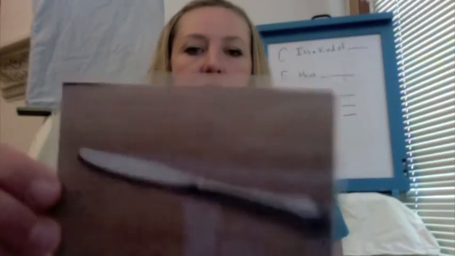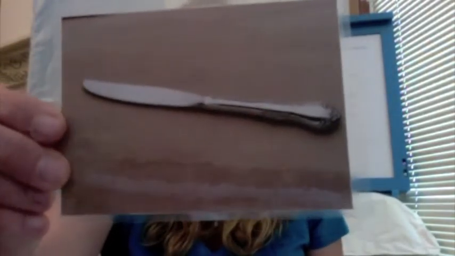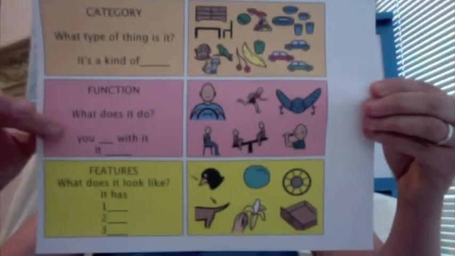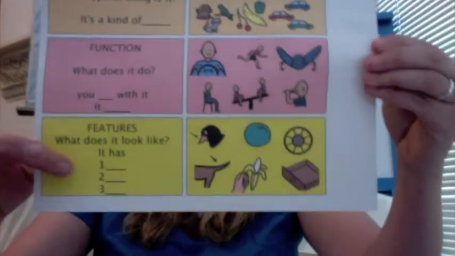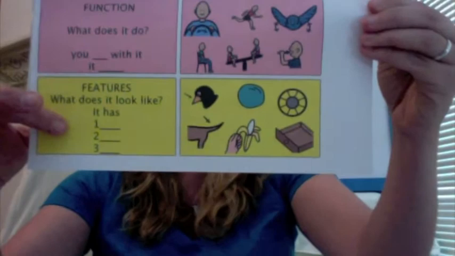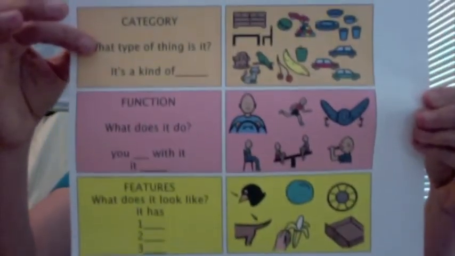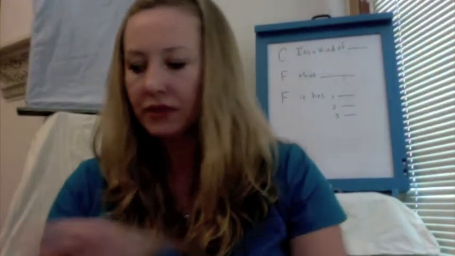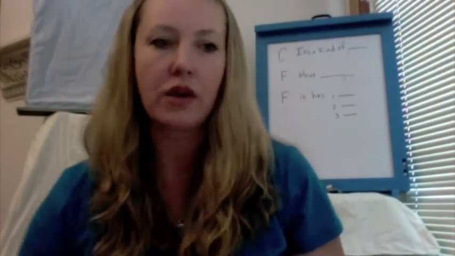Let's define 1 piece of silverware. We're going to define knife. Take a look. Let's describe it. A knife is a kind of silverware that you cut with. It has a handle and a blade. Okay, let's move on and talk about another category.